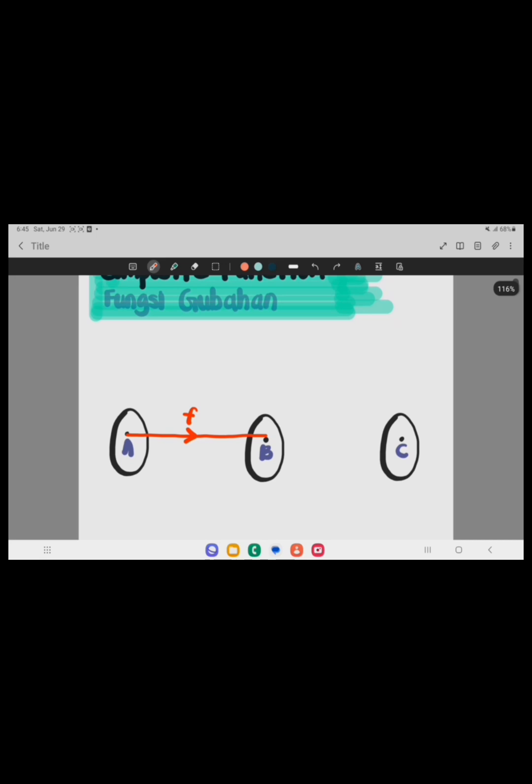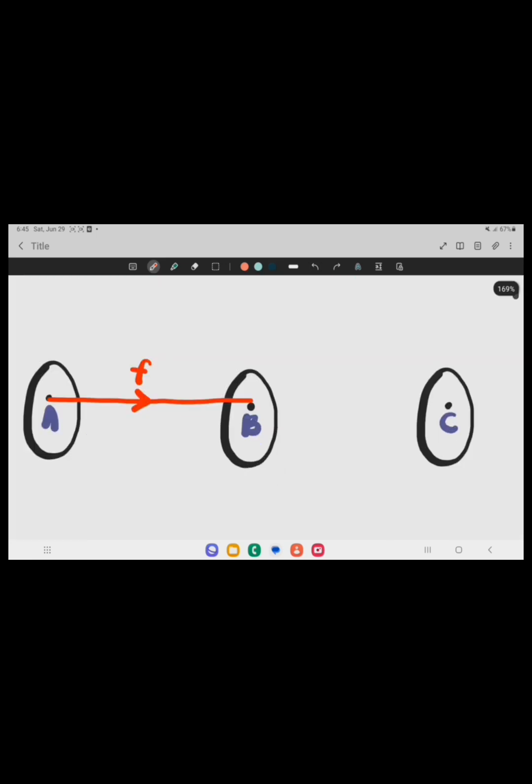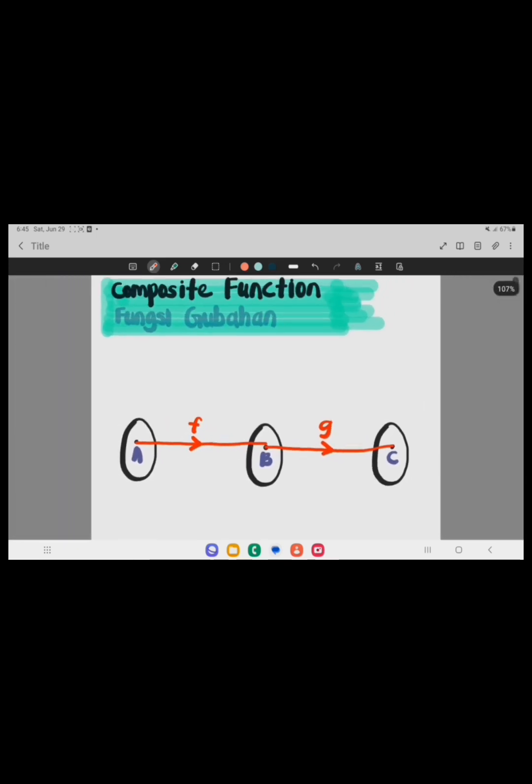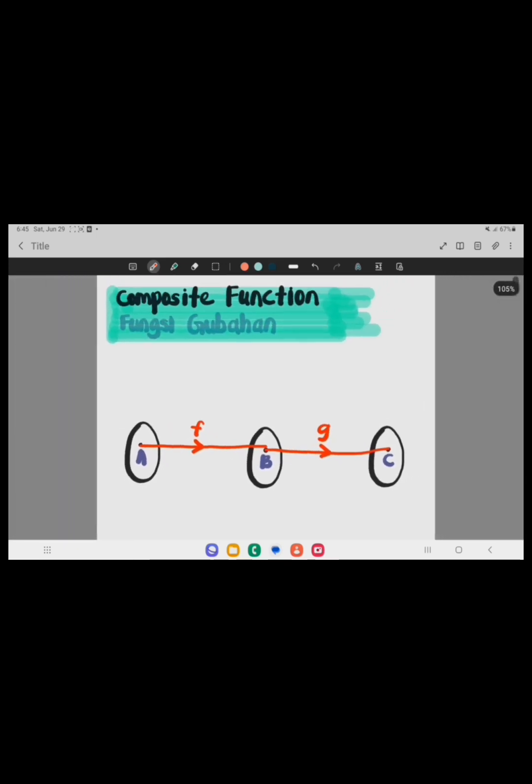Basically, when you have more than one function and you want to combine them together, that is what we call a composite function. In this case, we just have one function, which is f. From B to C, this is the relationship between B and C, which is also a function, and let me represent that function with the letter g. So as you can see, there are two functions here, right?